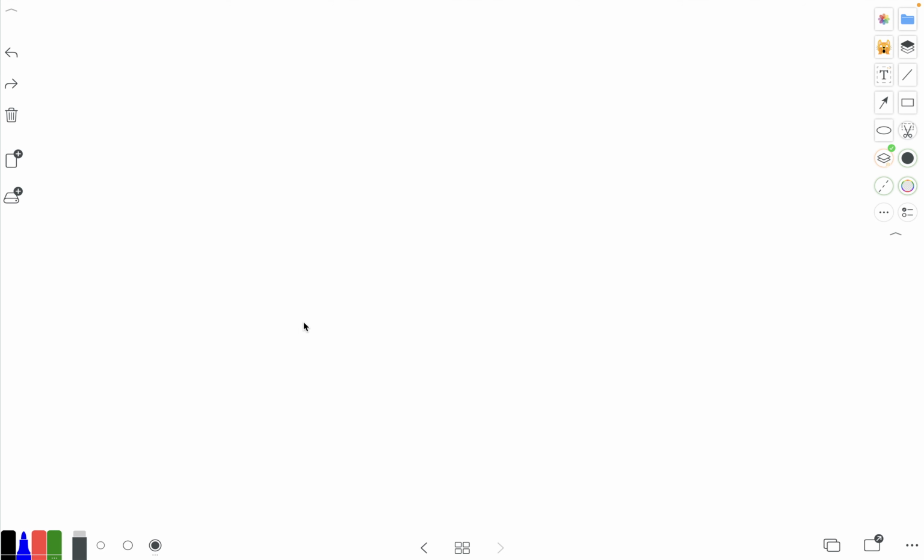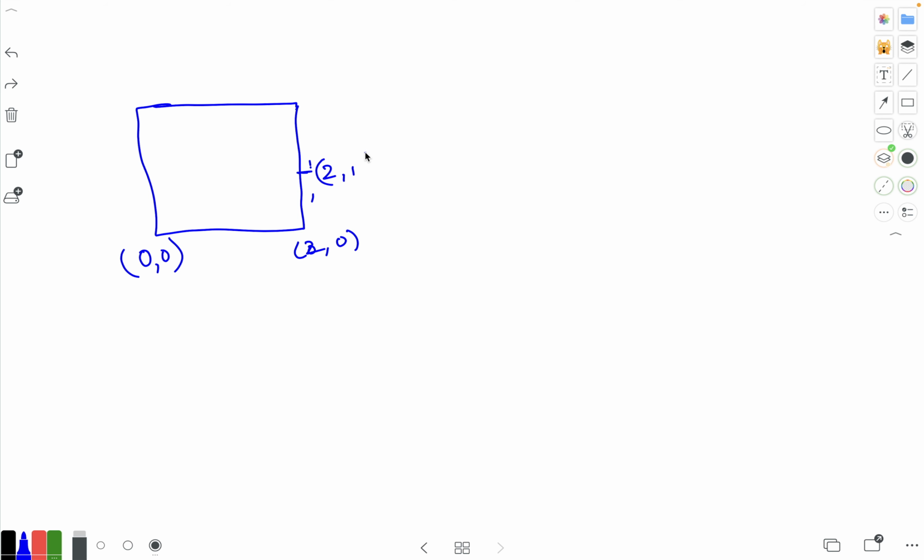So in the second example, you would see that you are given a square, and the points are (0, 0), this is (2, 0), then (2, 1), (2, 2). This is (1, 2). Right.